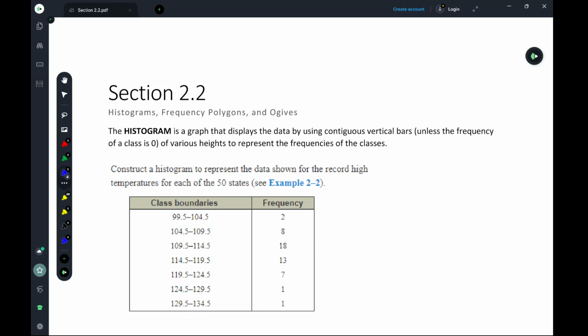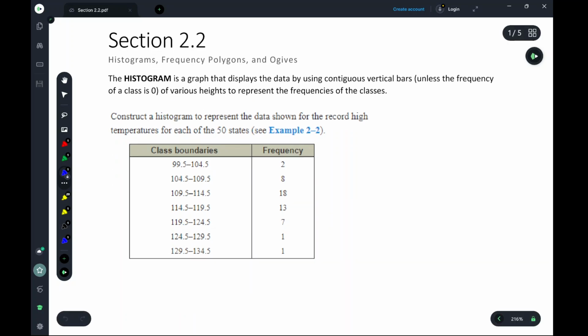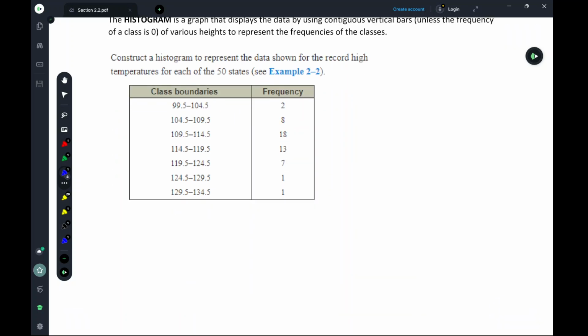We have an example here. It says, construct a histogram to represent the data shown for the record high temperatures for each of the 50 states. It looks like 2 of the 50 states have record high temperatures of 99.5 up to 104.5. 8 have a record high temperature somewhere between 104.5 and 109.5.